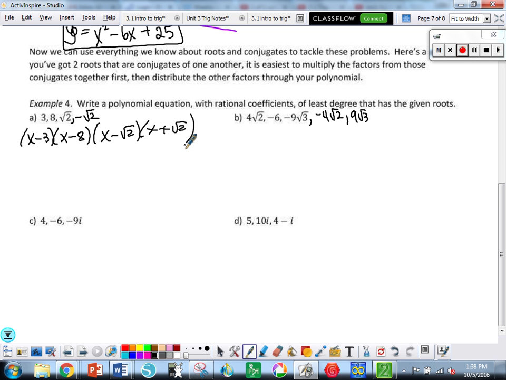Multiply this out. I've got x squared, then what? Minus 8x, then what? Minus 3x, plus 24, you get x squared minus 11x plus 24. That's the first one.